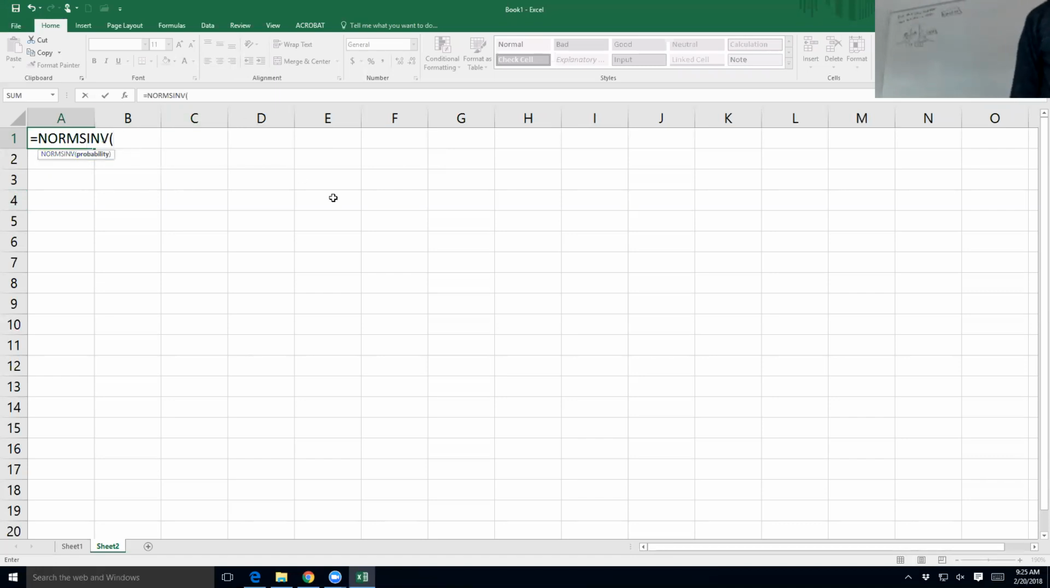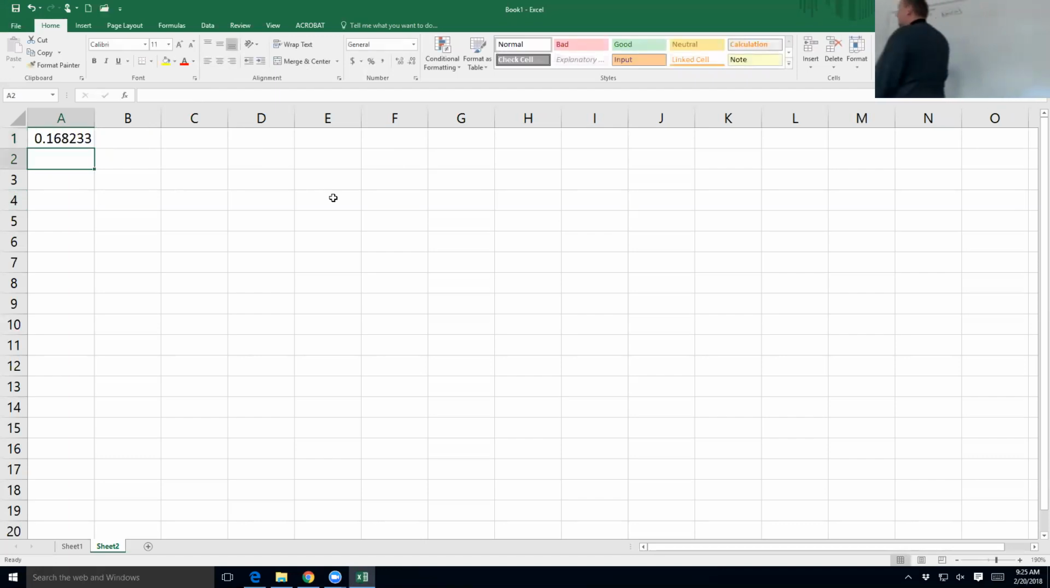Norm s inverse asks you for a probability. I'm going to put in 0.5668. Remember, on the table it gave me 0.17. Now I'm going to get 0.168, so Excel is going to be more accurate. Does that make sense? Question?